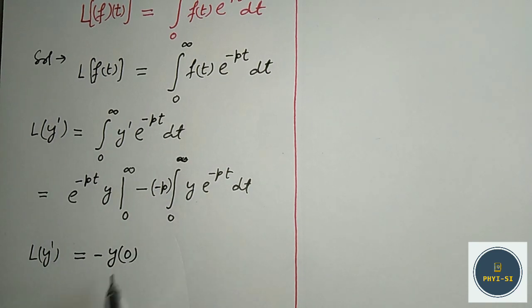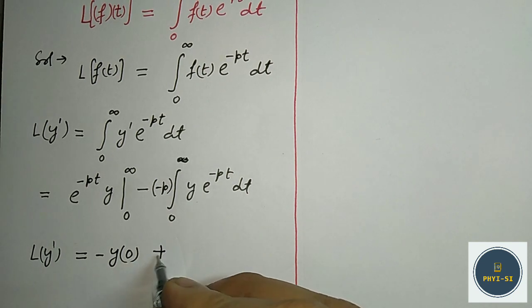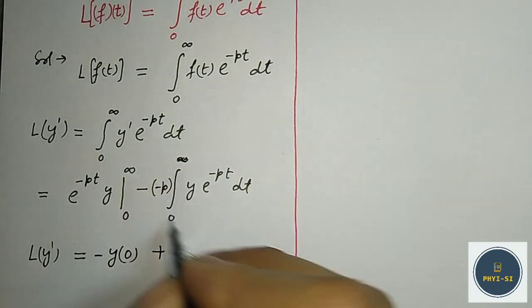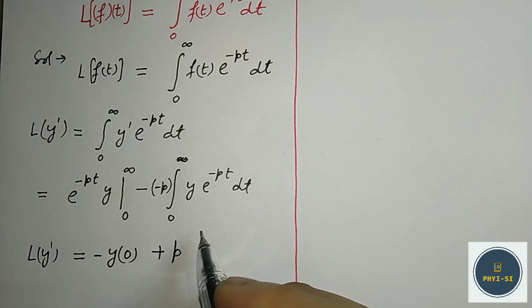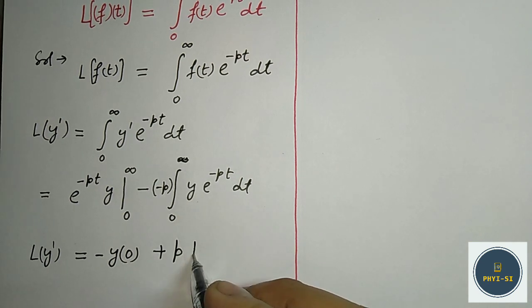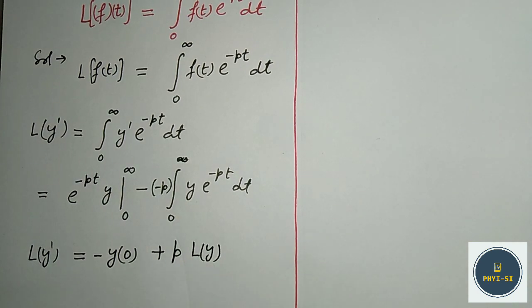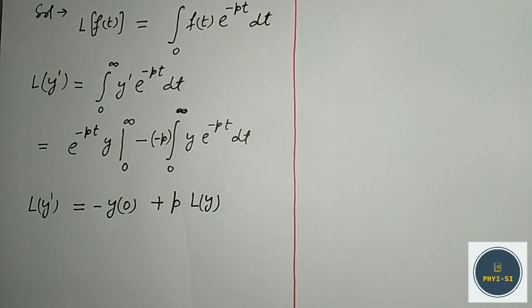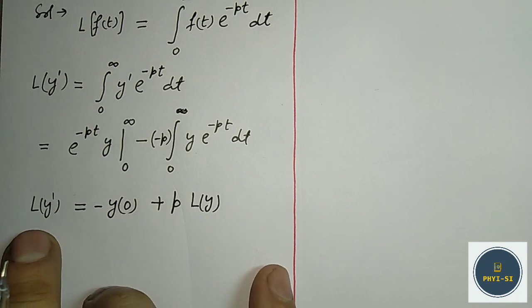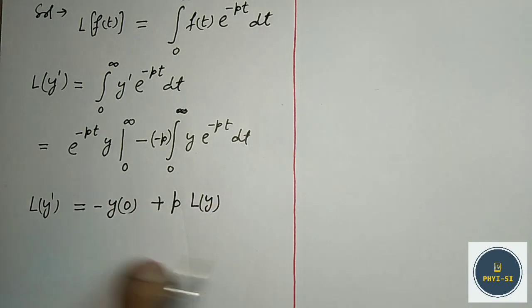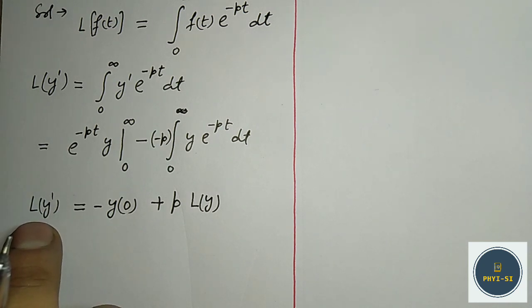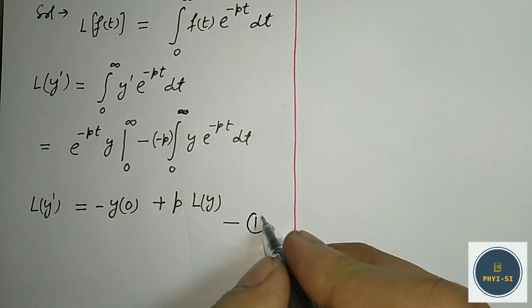Plus this p, and what is this? This is actually the Laplace transform of y, so I can write it like this. So if we have just the first order differential equation, we can use this for the Laplace transform of y dash. Let's say it is equation number 1.